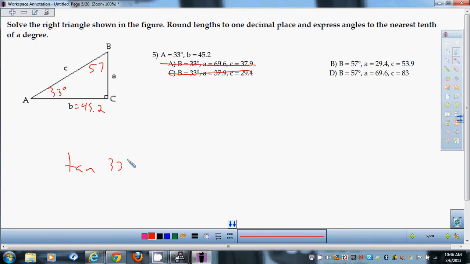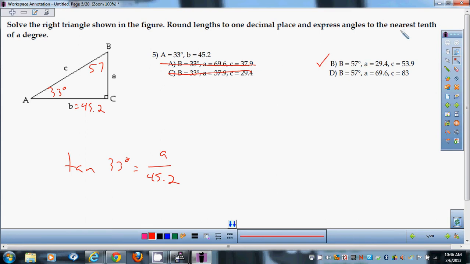What mode does your calculator need to be in? Degree. So please make sure it's in degree before you tell me an answer. So take 45.2 and multiply it by tan 33, and somebody tell me what you get. 29.4. So the answer has to be B. You don't even really have to solve for C. Tan 33 equals A over 45.2.